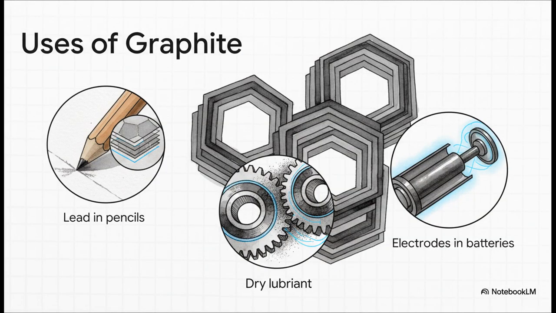Well, that slipperiness is precisely why graphite works in pencils. Every time you write, you're just leaving a trail of those sliding paper-like layers behind on the page. It also makes it a fantastic dry lubricant for machine parts that need to move smoothly. And of course, because it conducts electricity, it's a key component in the electrodes inside batteries.